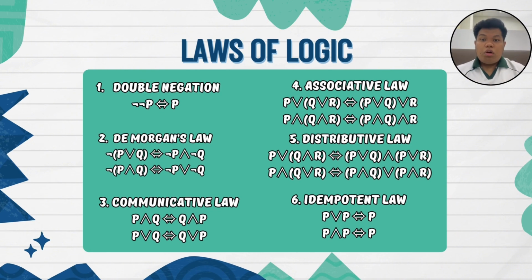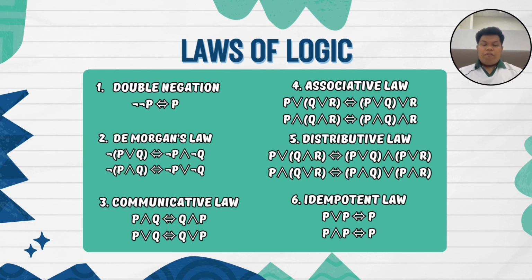Now we're moving on to laws of logic, where we have 12 laws. First thing first, we have double negation, where not not P is equivalent to P. Other than that, we also have De Morgan's law, where not (P or Q) is equivalent to not P and not Q. Otherwise, not (P and Q) is equivalent to not P or not Q. The third one, we have commutative law, where P and Q is equivalent to Q and P, while P or Q is equivalent to Q or P.